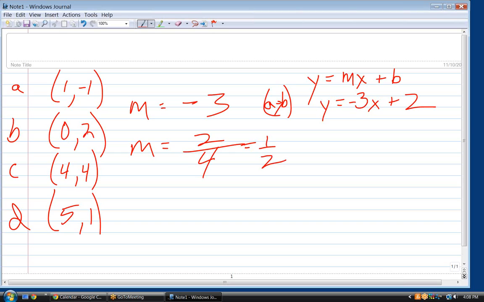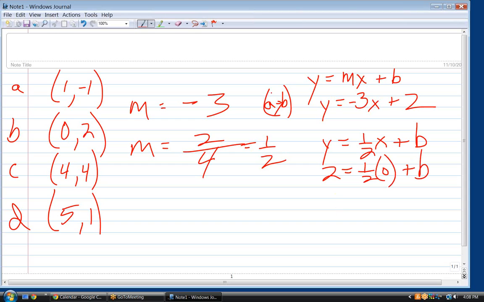Because all we have to do is make sure we go in the right direction. In other words, if we're going to do 4 minus 2, we got to go 4 minus 0. So 1/2 is correct. So let's use the same general formula. So we can say y equals 1/2 x plus b. Solve for this. Tell me what to write next. 2 equals 1/2 times 0 plus b.